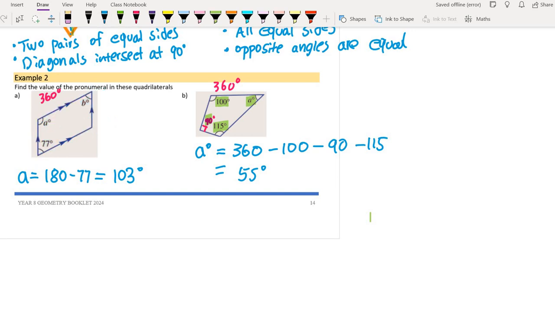And once we know what A is, looking at it sideways, we realize A and B are also cointerior angles. They make this C shape, meaning that they have to add up to 180 as well. When we know A is 103, B has to be 180 take away 103, and it's 77 degrees.